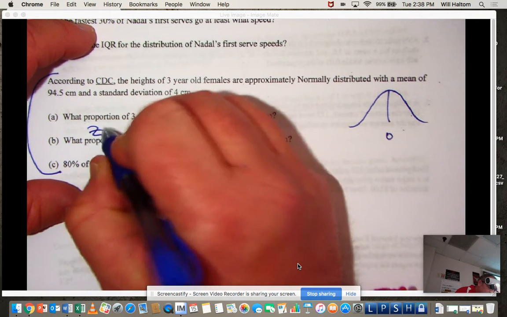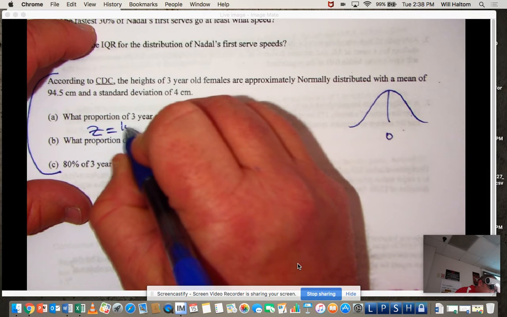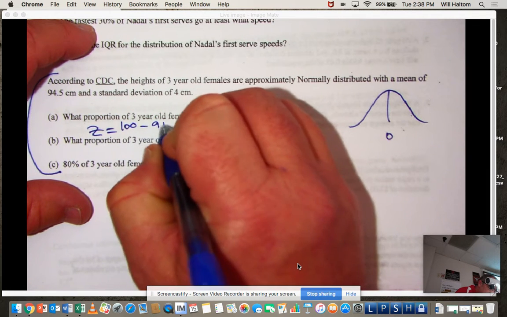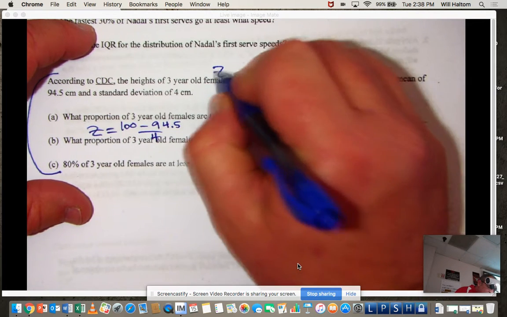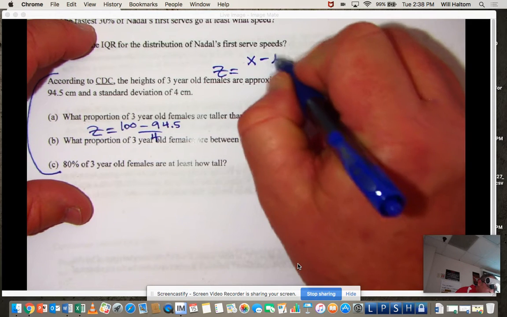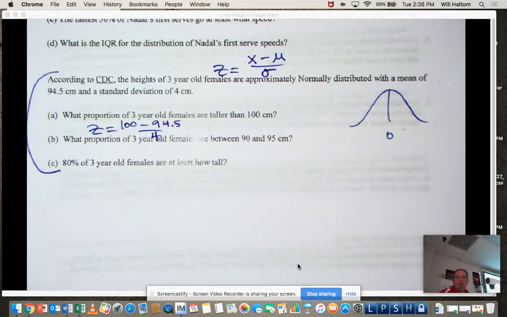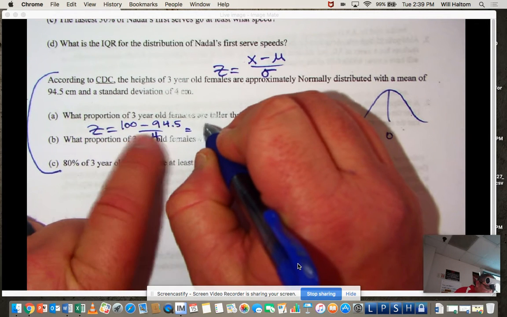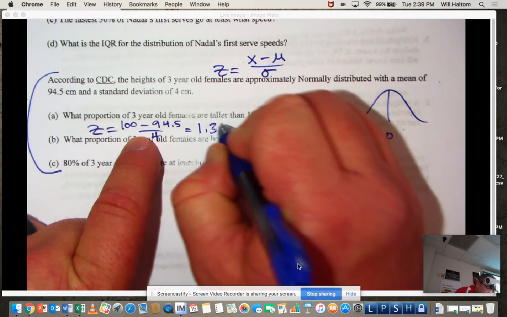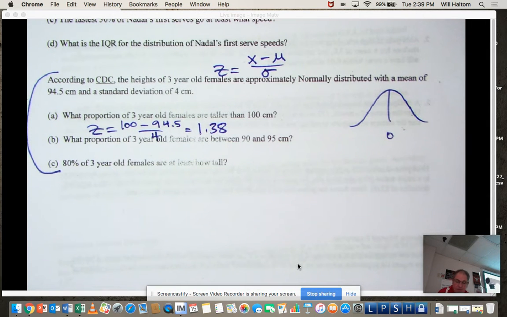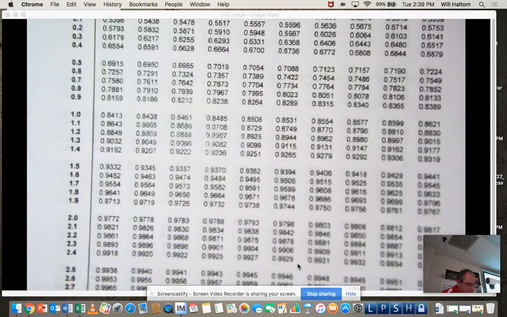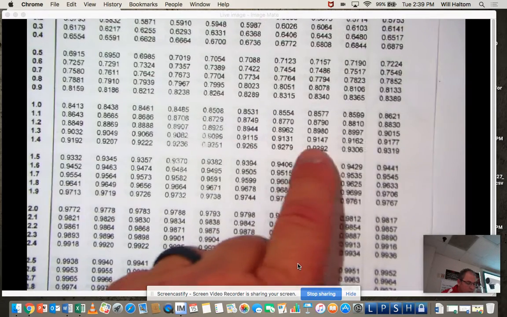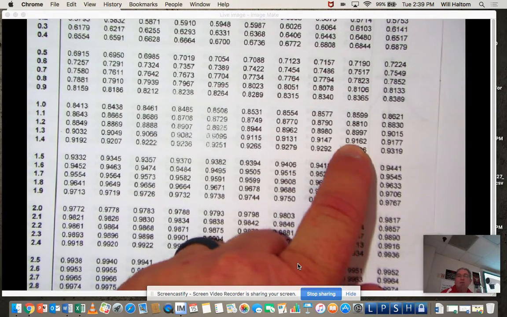So in order to find that, I'm going to find the z-score. I take the value minus the mean divided by standard deviation. So if we look back at the formula for the z-score, it's x minus the mean divided by the standard deviation. So when I divide that, I get 1.38. Now, I'm going to go look in the table. I'm going to look up 1.38. Find 0.9162.